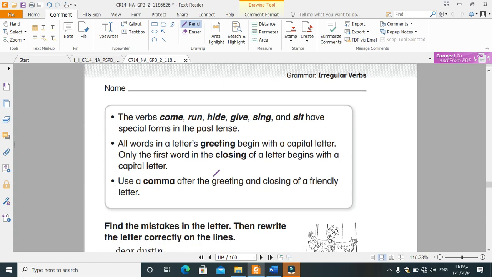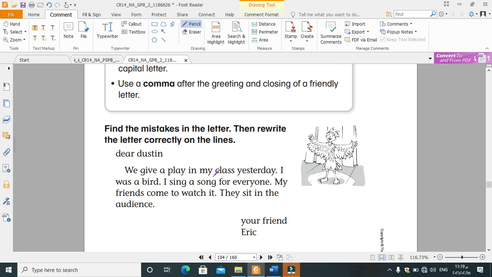Now go to page 94. Find the mistakes in the letter. Here we have a letter and we have some mistakes. The mistakes could be about the regular verbs or how to write a letter. So let's read now. Dear Austin, dear Dustin, do you have any mistake here? Yes, dear and Dustin should be capital D here and capital D here also. What should we insert here? Excellent, a comma.